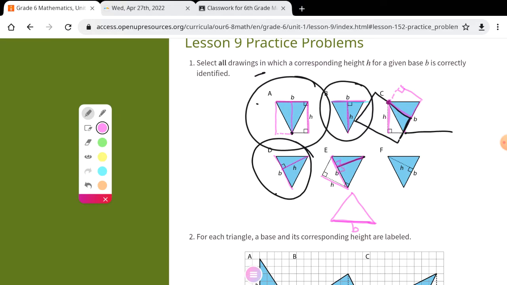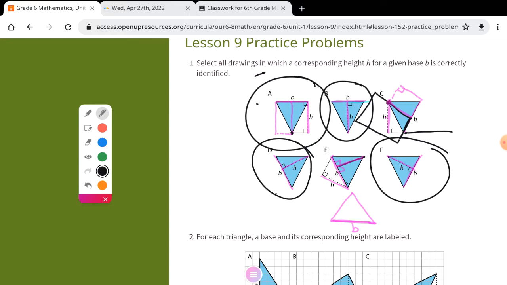Okay, what about F? If I highlight my base and my height, does it form a right angle? Yes. So F is good. So yeah, A, B, D, and F were all good, and we fixed the other two, the ones that are circled. A, B, D, and F were good the way they were. And we fixed C and E.